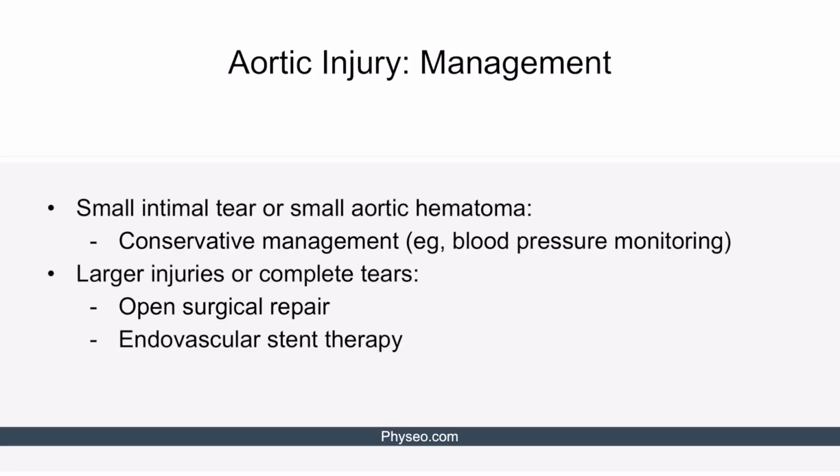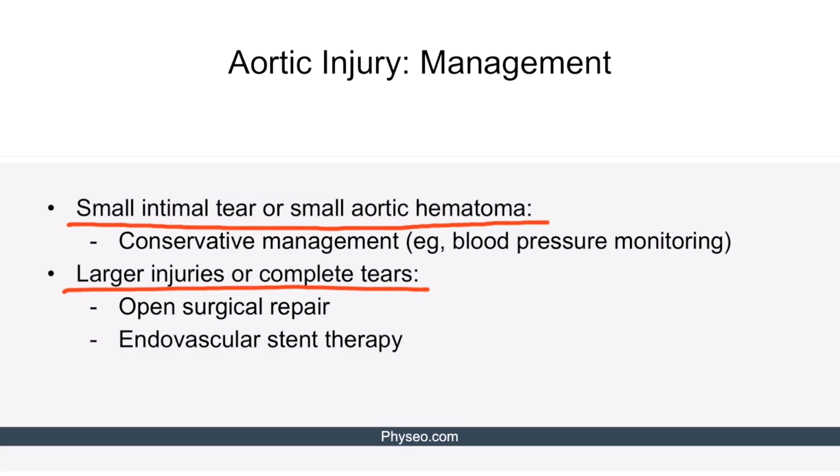Let's discuss the management of aortic injuries. Treatment will depend on the severity of the aortic injury. If there is a small intimal tear or small aortic hematoma, conservative management such as blood pressure monitoring with follow-up is suggested. When there is a more serious, larger injury such as a complete tear of the aortic wall with increased risk of hypovolemic shock, either open surgical repair or endovascular stent therapy is recommended.